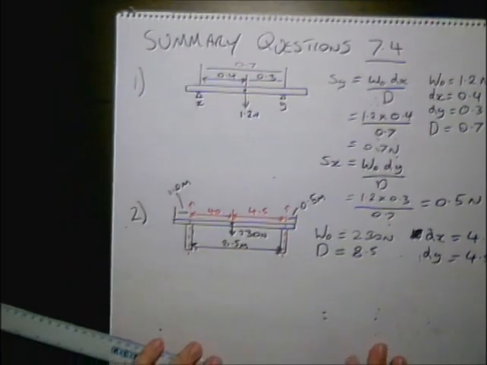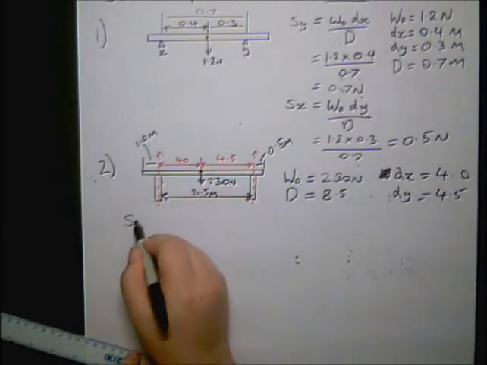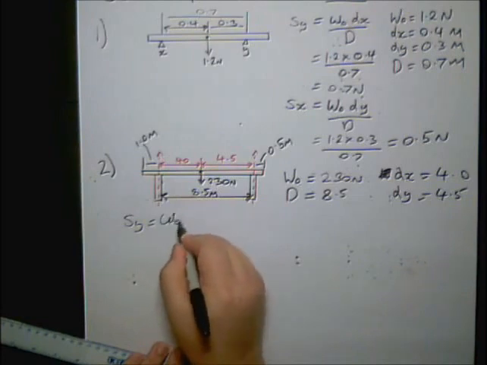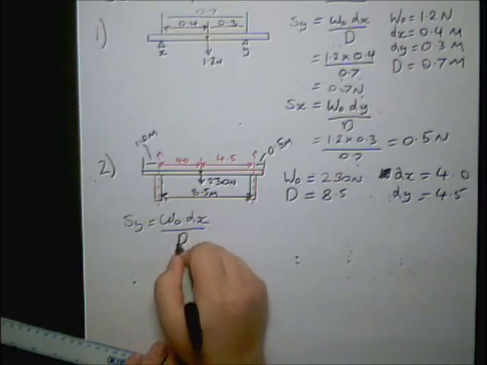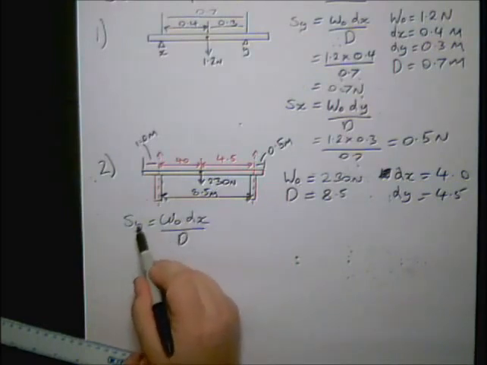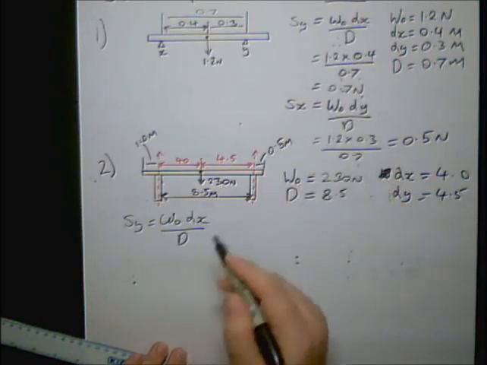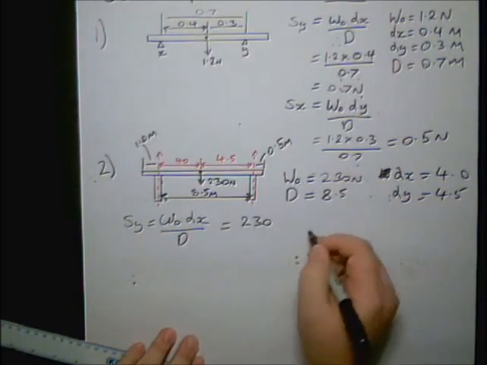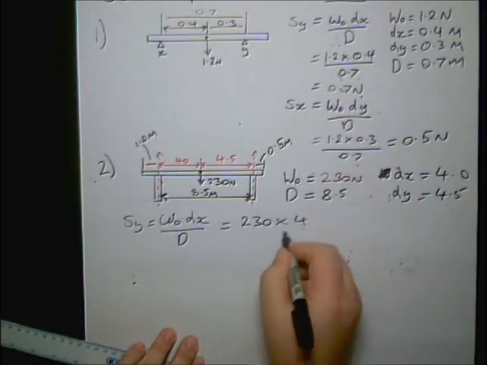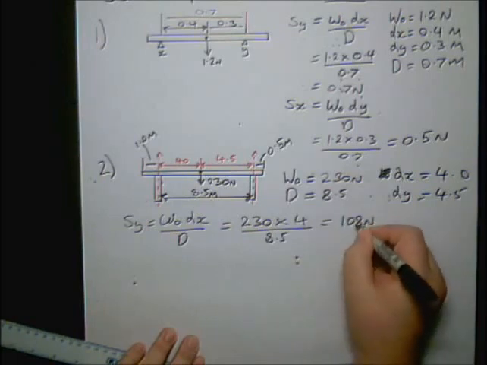So we can say, move this so it's still on the screen, Sy will be W0 dx over d. Note the point that when I look at y, I use x. When I look at x, I use y. That's the only bit that we really need to consider. W0 230 times dx 4 divided by d 8.5, and we get an answer of 108 newtons.